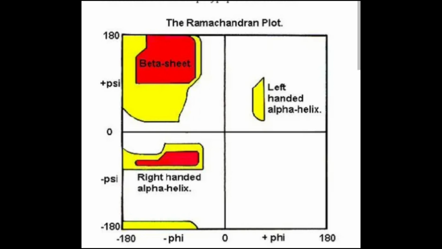This region typically falls within a narrow range of phi and psi angles, and it reflects the regular backbone conformation of the alpha helix. The beta sheet is a secondary structure where neighboring polypeptide chains are aligned side by side and stabilized by hydrogen bonds between the backbone atoms of adjacent strands. These are the secondary structures in proteins.